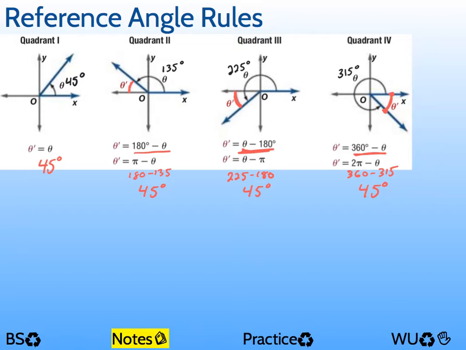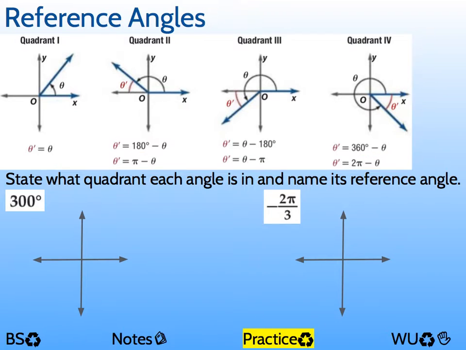Tomorrow you'll see how this applies to trigonometric ratios, but for now we're just going to focus on finding the reference angles. For the two problems below, you have to state what quadrant each of the original angles is in, and name what its reference angle is. So, for the first one, it's 300 degrees, and the second one is negative 2 pi over 3, which is in radians. Here I've drawn the angle of 300 degrees in black, and the reference angle is in red.